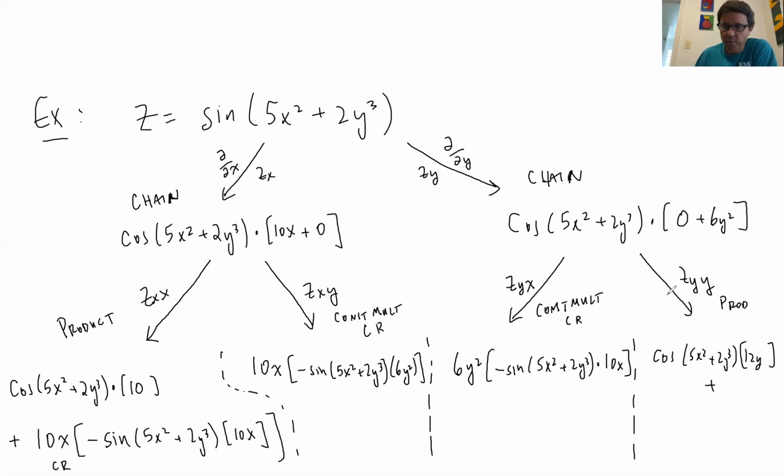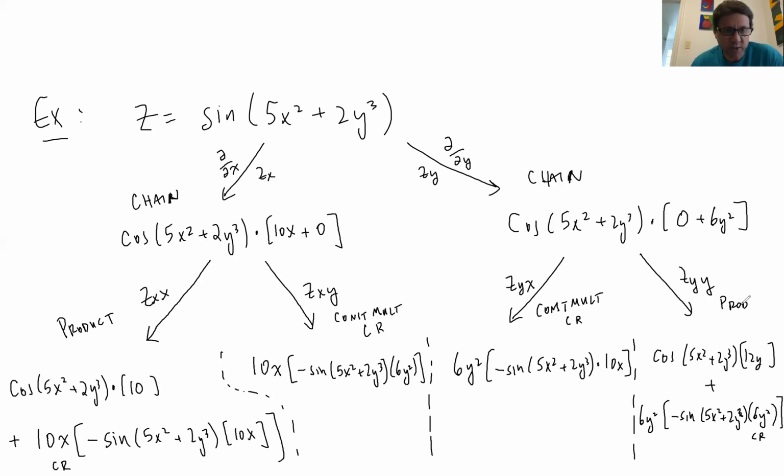Plus, I'm running out of room, but I think I can squeeze it in, plus the second, 6y squared, times the derivative of the first. So it'll be minus sine 5x squared plus 2y cubed times, there's managed to squeeze it in. You can read that small, okay? Times 6y squared. So that's changing.